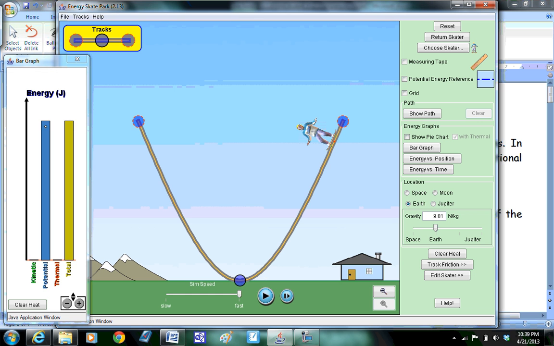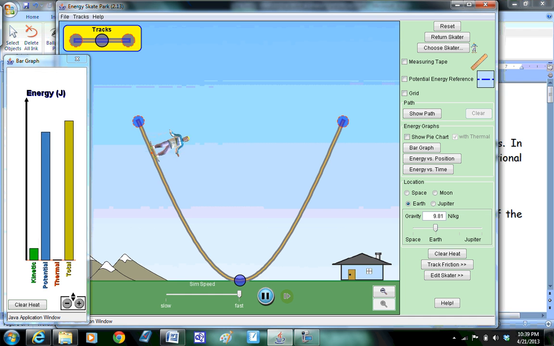So all the energy is gravitational, versus the situation at the bottom. I'll just try to freeze it here, where pretty well all of the energy is in the form of kinetic energy, movement, and it goes back and forth without a change in total energy.